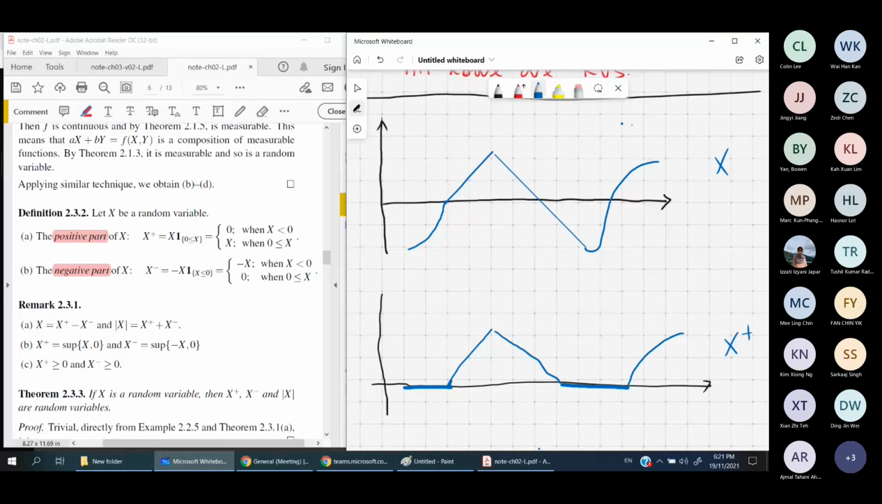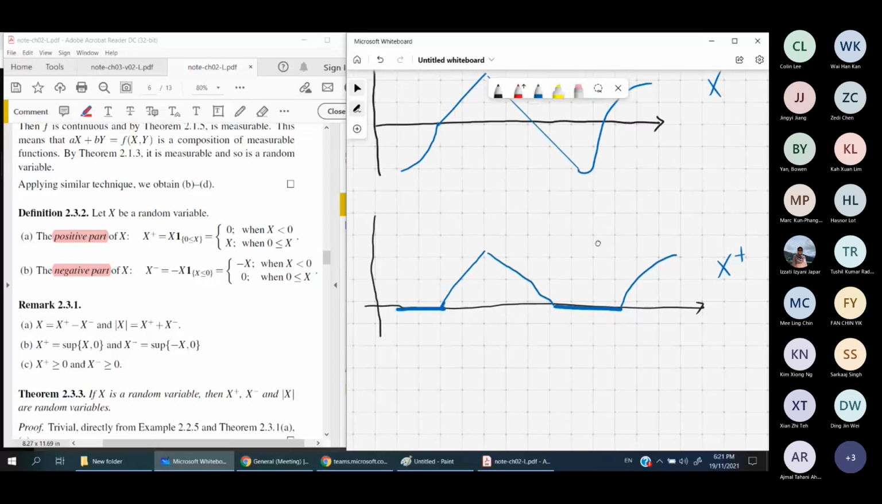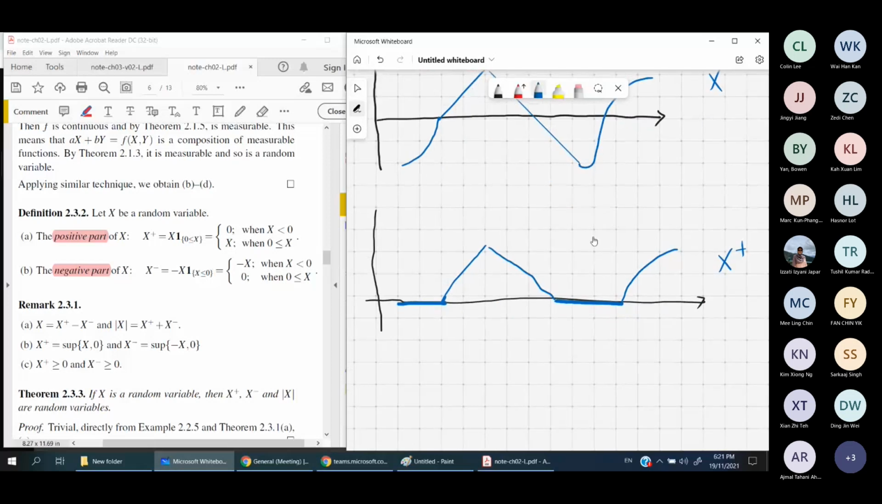So that means we are only taking the portion that is above the x-axis. Those portions below the x-axis, we level to the x-axis. Now if we look at it, we can get the negative part. That will be like this.